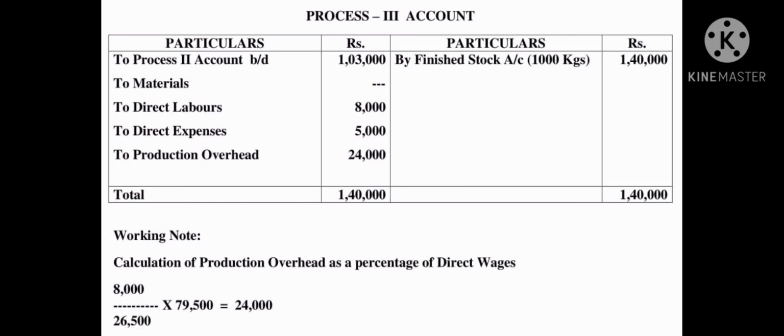That means each and every process should be considered as a production, and the processes may be any number, but the final process tells that the production is over. So the balance value, whatever it may be, is to be considered as finished stock account. So that's what you are watching and learning here in this sum.